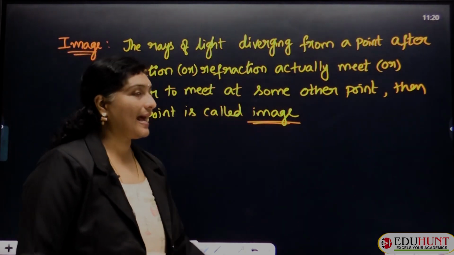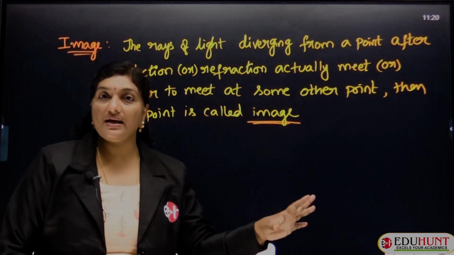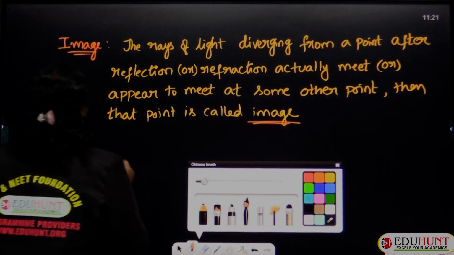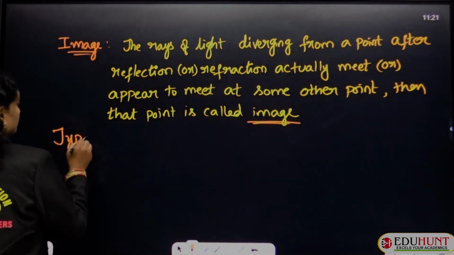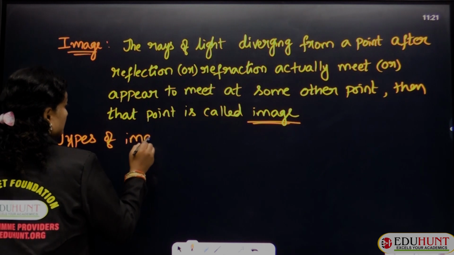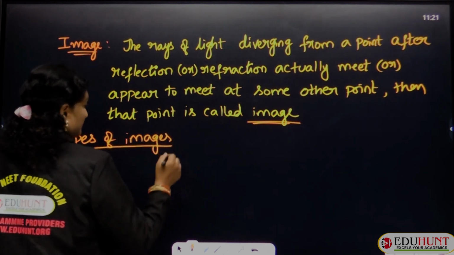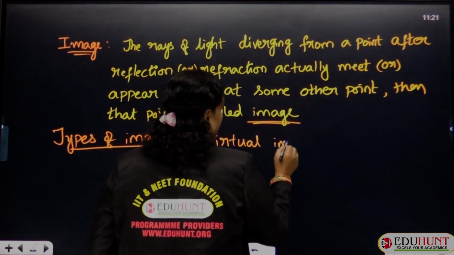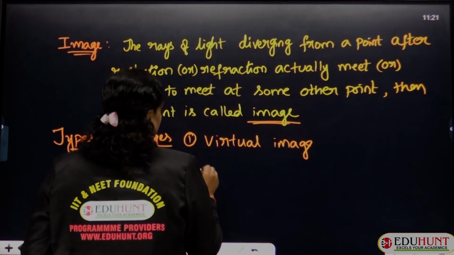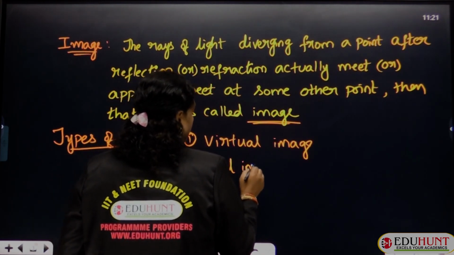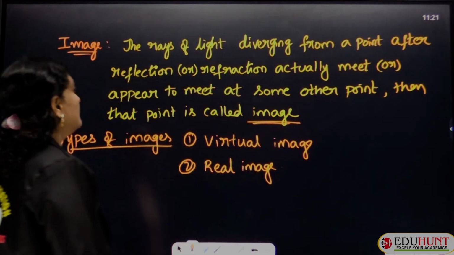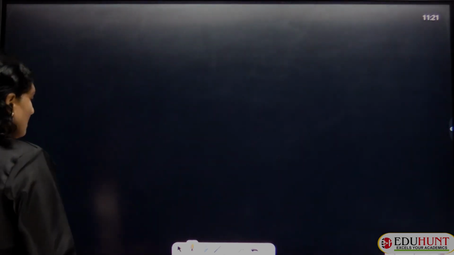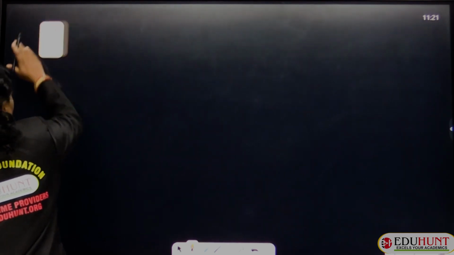So this image is again classified into two types. One is virtual image, the other is real image. So let us try to understand the same. Types of images. So what are they? Virtual image and real image. So let us look into it one after the other. First of all, about your virtual image.